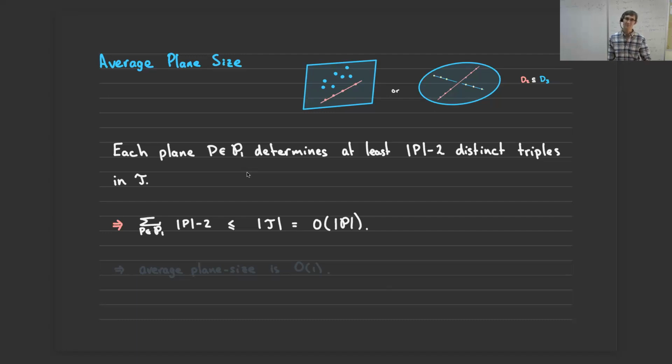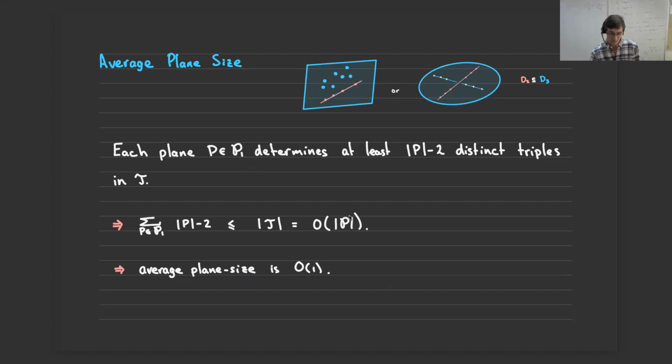And so now when I sum up over these planes that are determined by triples in script T, if I sum up the size of P minus 2, I'm getting at most the size of script T, and that is in the order of the number of planes. And that tells you that the average size of these planes is bounded. And we already knew that the average size of the other planes didn't contribute much to the average either.